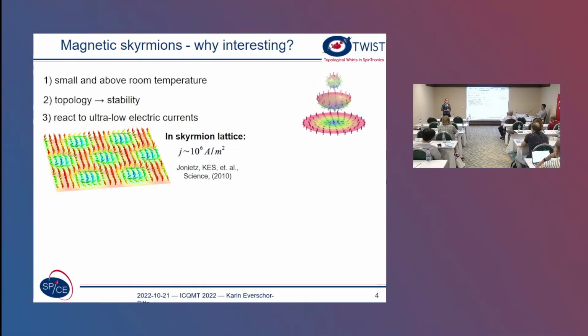Something that makes the field also quite interesting is that they react to electric currents. This is an early study we did during the time I did my PhD thesis, where we found that in particular in the lattice form, they react to very low electric currents, like 5 orders of magnitude lower than what is needed to move domain walls. Unfortunately, that's not fully true for single skyrmions, but still this also pushed the field. So let's, from a theory point of view, now it can't click.